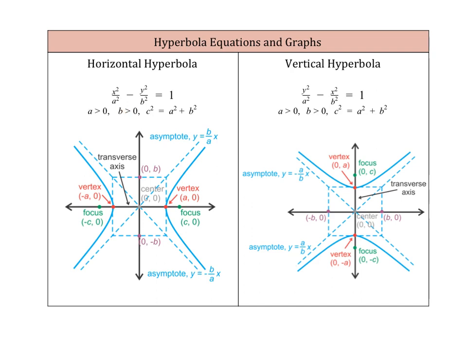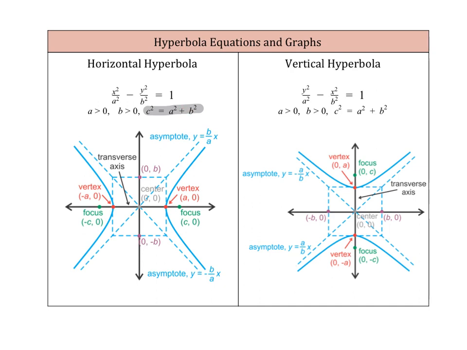Now, a few things to point out. A and B are always positive, and there is still a C value just like there is with an ellipse, but we have to be careful because the C value equation is slightly different than that of an ellipse. For a hyperbola, the way you find C is by doing C squared equals A squared plus B squared. Just be careful because that's very similar to the ellipse formula, but it's a sum instead of a difference.